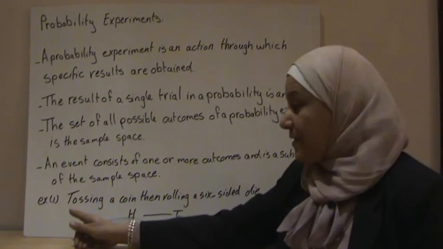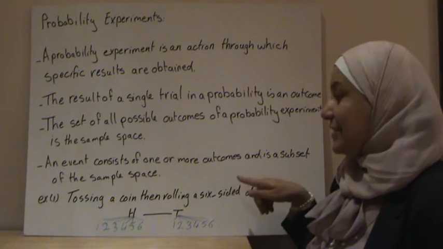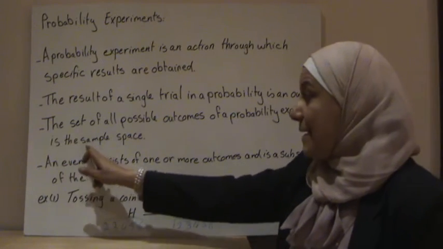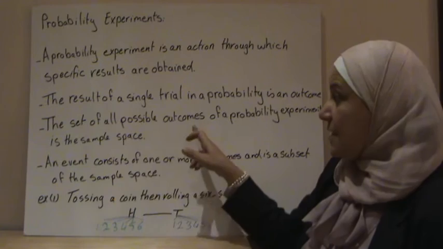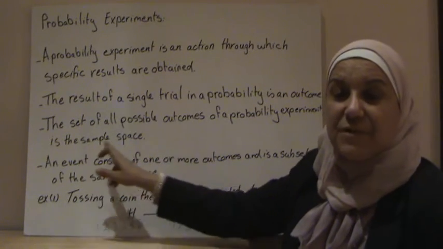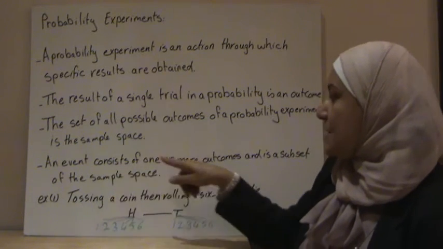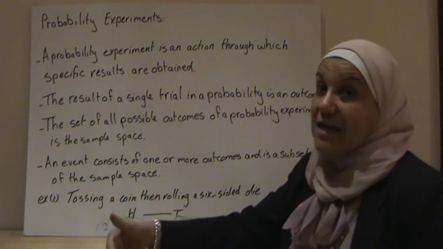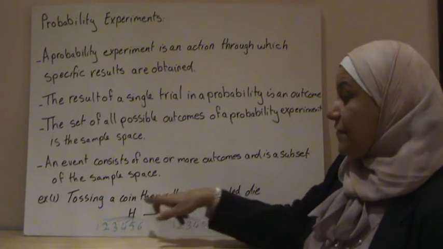For example, tossing a coin, then rolling a six-sided die. This is an experiment that needs a sample space and it needs outcomes. All the outcomes are going to make my sample space. What are all my outcomes? It is tossing a coin. So what can I have as results, as outcomes? Head or tail. This is my first part.